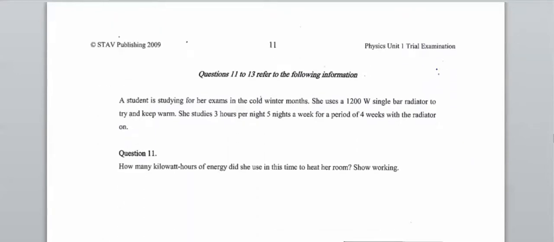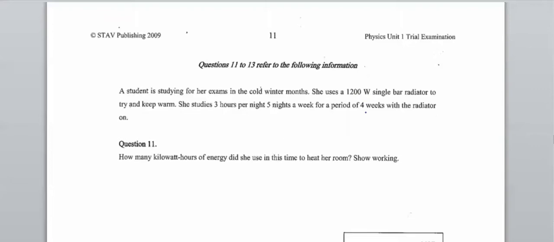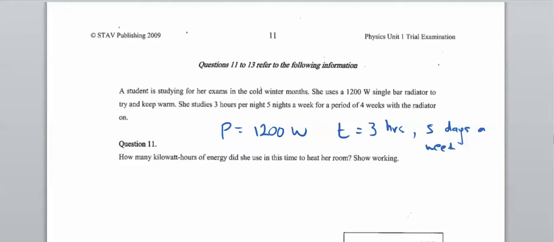Question 11 to 13, a student is studying for exams in the cold winter months. She uses a 1200 watt single bar radiator to keep her warm. So let's write down what we know for starters. P for power is equal to 1200 watts. She studies 3 hours per night, 5 days a week, for 4 weeks. So we need to work out the kilowatt hours of energy she used.